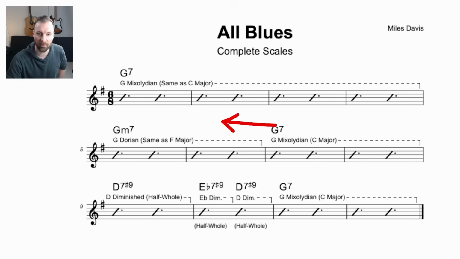I'm going to show you these scale shapes, of course, and demonstrate improvising with them. And then back to G Mixolydian there. And then here's where it's hard. This is straightforward back to G Mixolydian. These chords are really hard to improvise over.